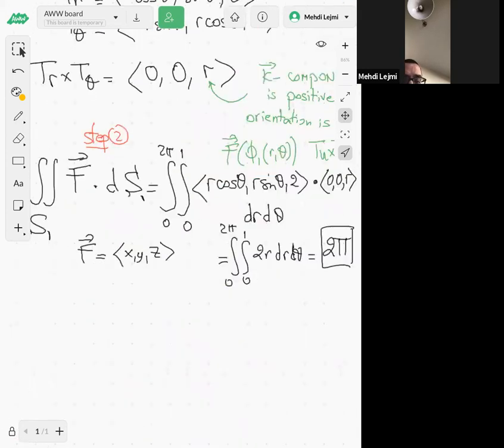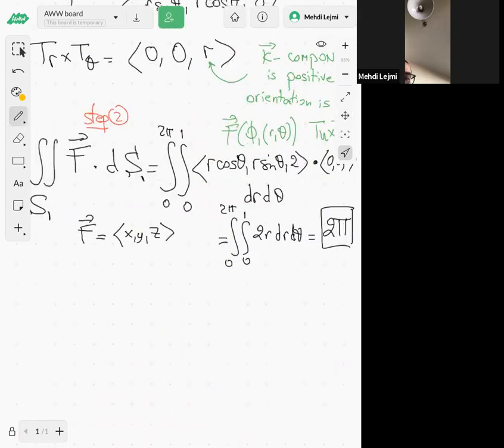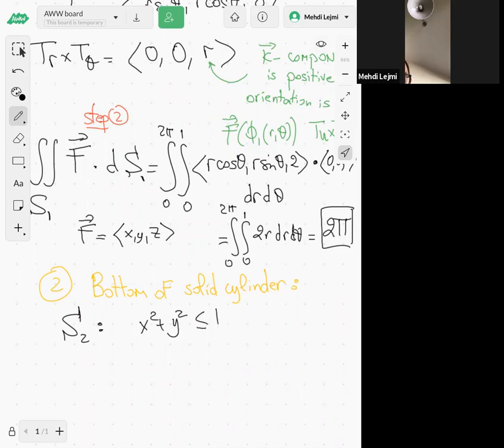So for the second piece of the boundary, that would be the bottom of the solid cylinder. Let's call this bottom S2. So this is x squared again plus y squared less or equal to 1, and z is 0.